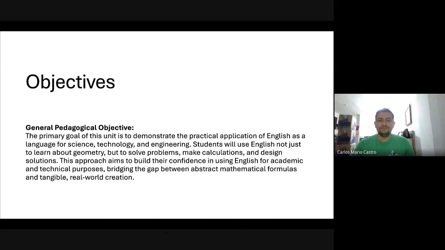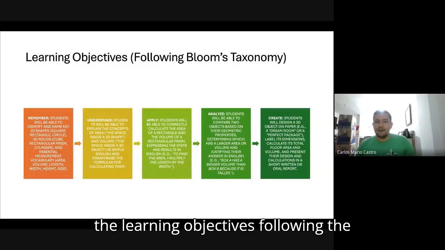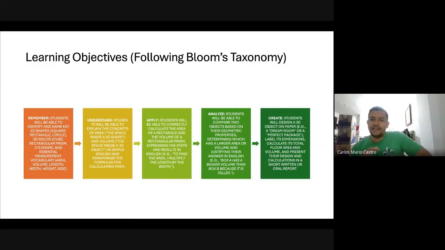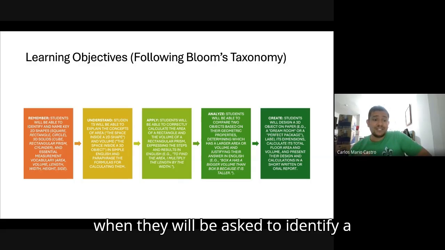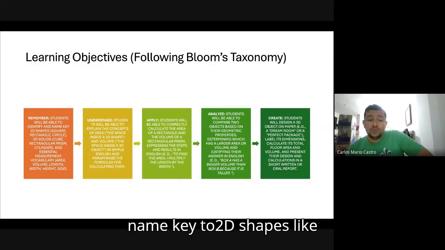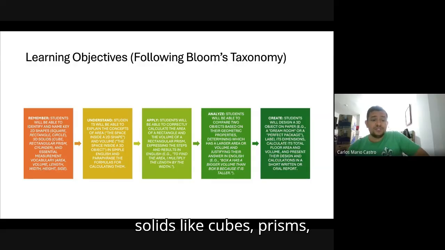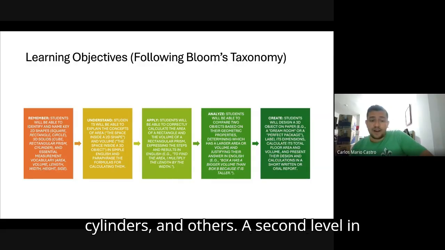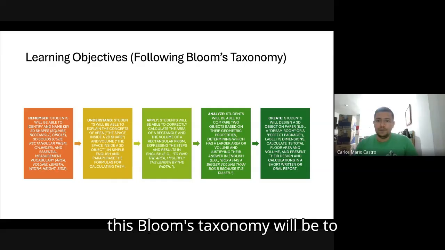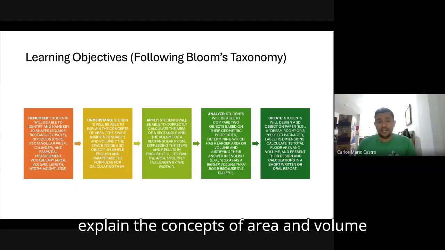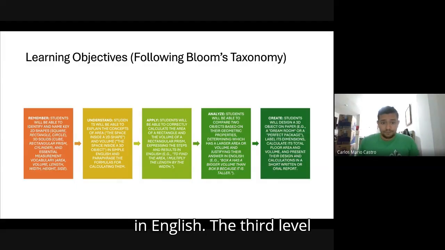Now, the learning objectives following Bloom's taxonomy. At the first level, the students will be able to remember when they are asked to identify and name key 2D shapes like squares, rectangles, circles, and 3D solids like cubes, prisms, cylinders, and others. The second level will be to understand. The students will be able to explain the concepts of area and volume in English.